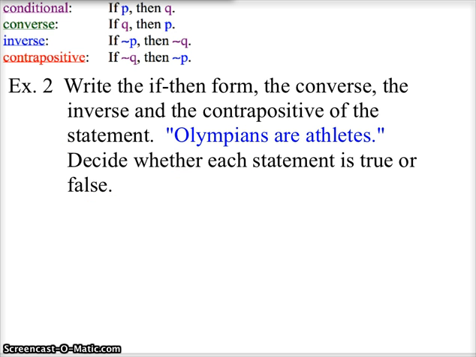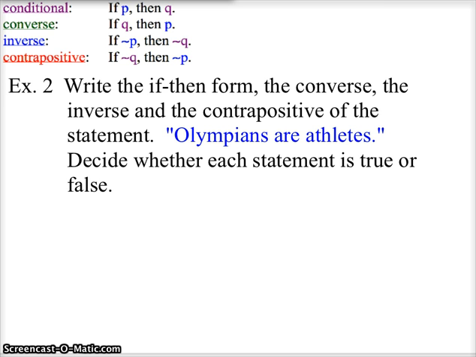Write the if-then form, the converse, the inverse, and the contrapositive of the statement, Olympians are athletes. Decide which statement, if any, is true or false. So, Olympians are athletes. Write that in conditional, converse, inverse, and contrapositive form. Pause your video at this point. Do you have an answer? Here's what I got. For the conditional statement, if it's an Olympian, then it's an athlete. Well, that's true. The converse, if it's an athlete, then it's an Olympian.